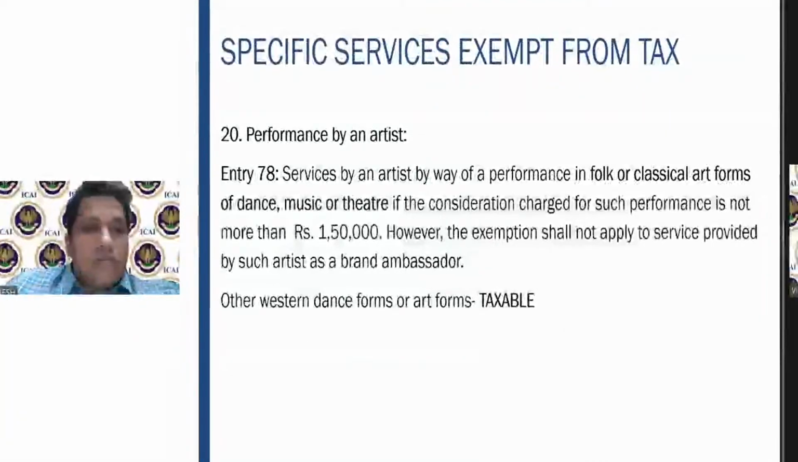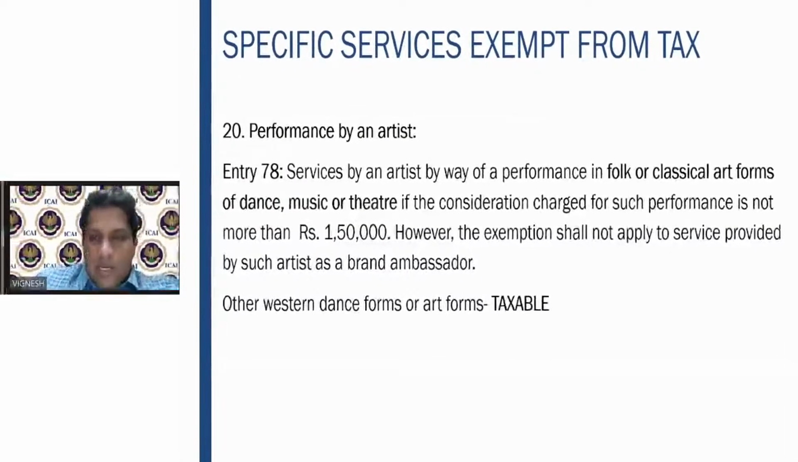Then there is the artist who performs folk or classical art forms of dance, music, or theatre. If consideration is not more than 1,50,000, then it is exempt. But the important point is the performance should be in folk or classical art forms of dance, music, or theatre, and consideration not more than 1,50,000. Second, if this performance is done in the capacity of a brand ambassador, then the exemption will not apply. All other art forms or Western dance forms are taxable.